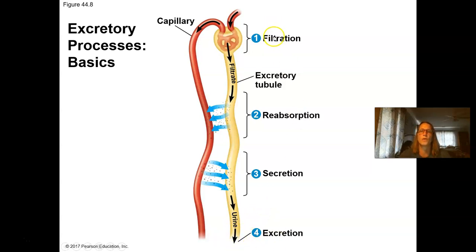So these were the 4 parts of excretion: filtration, which happens in the glomerulus and Bowman's capsule. Reabsorption will happen along this excretory tubule, and secretion, where additional materials from the blood get moved into the excretory tubule. And finally, excretion.